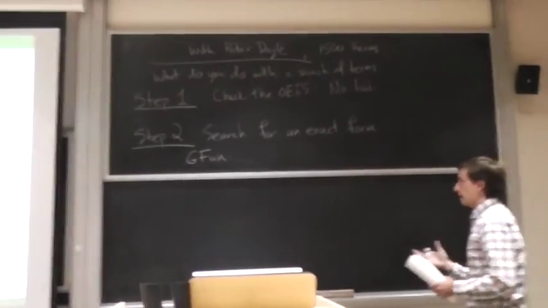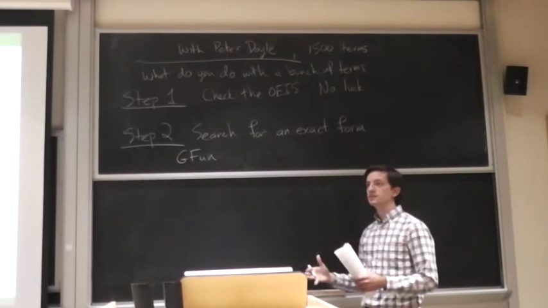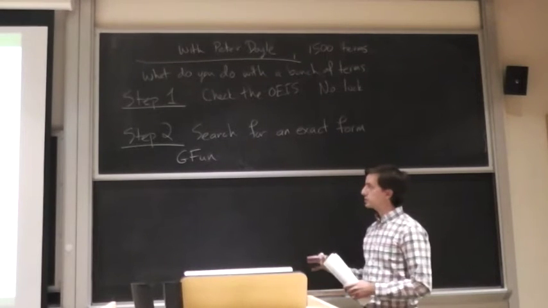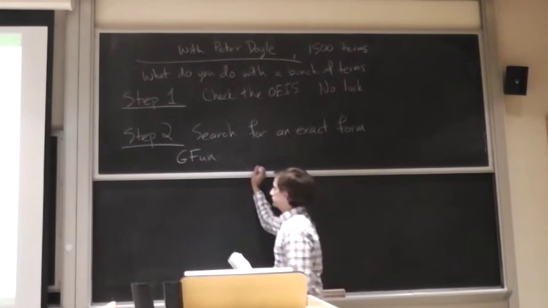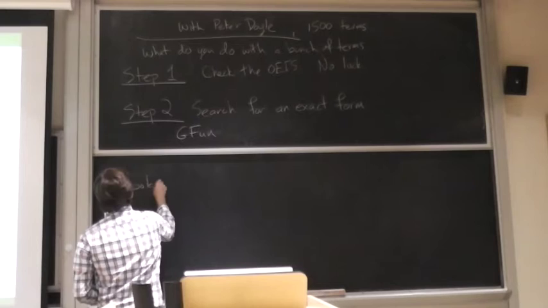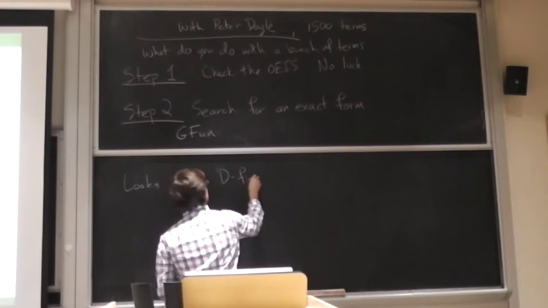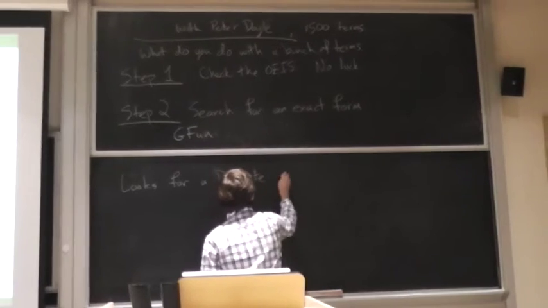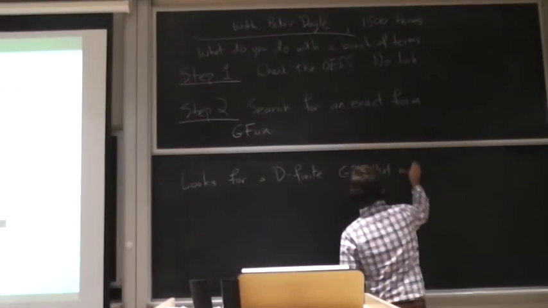Mathematica has a suite of programs, and I have my own program that does kind of the same thing as gfun, but with an extended type of form that it looks for. I'll mention that later if I have time. So anyway, you search for an exact form. What gfun does is it looks for a d-finite generating function that matches the initial terms.